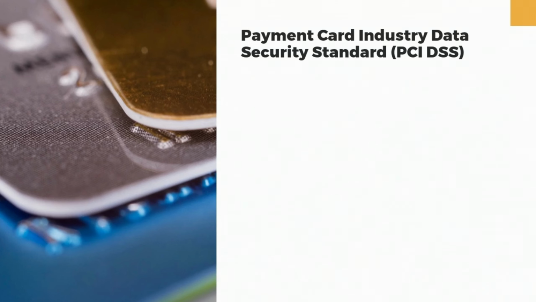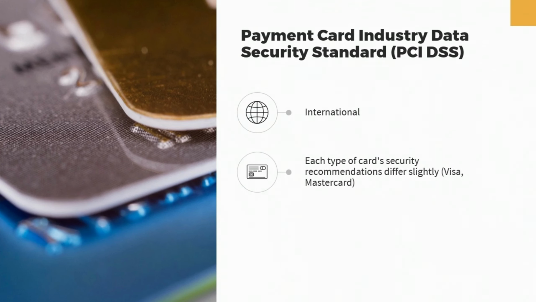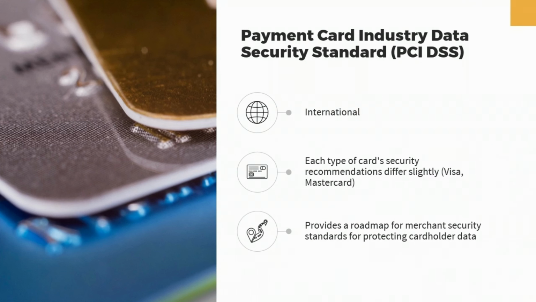Now, this is one of the international security standards that deals with cardholder information. It specifies what type of card, whether Visa, MasterCard, or any other type of card, or certain types of debit cards, have their own specific security recommendations. But generally stated, PCI DSS deals with providing a roadmap for merchant security standards for merchants or organizations dealing with sensitive cardholder information.